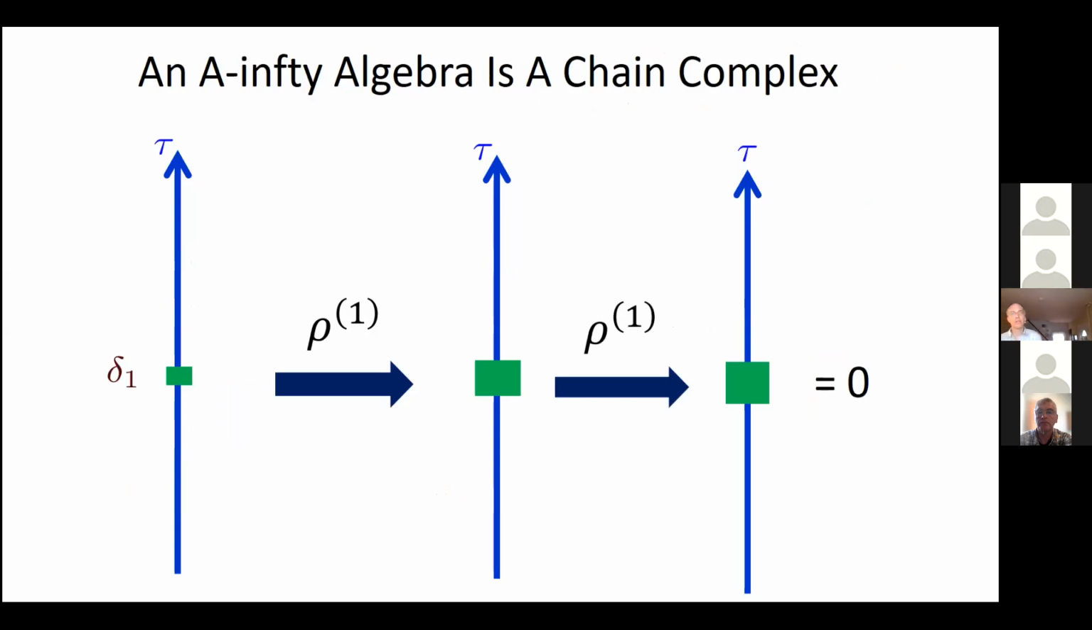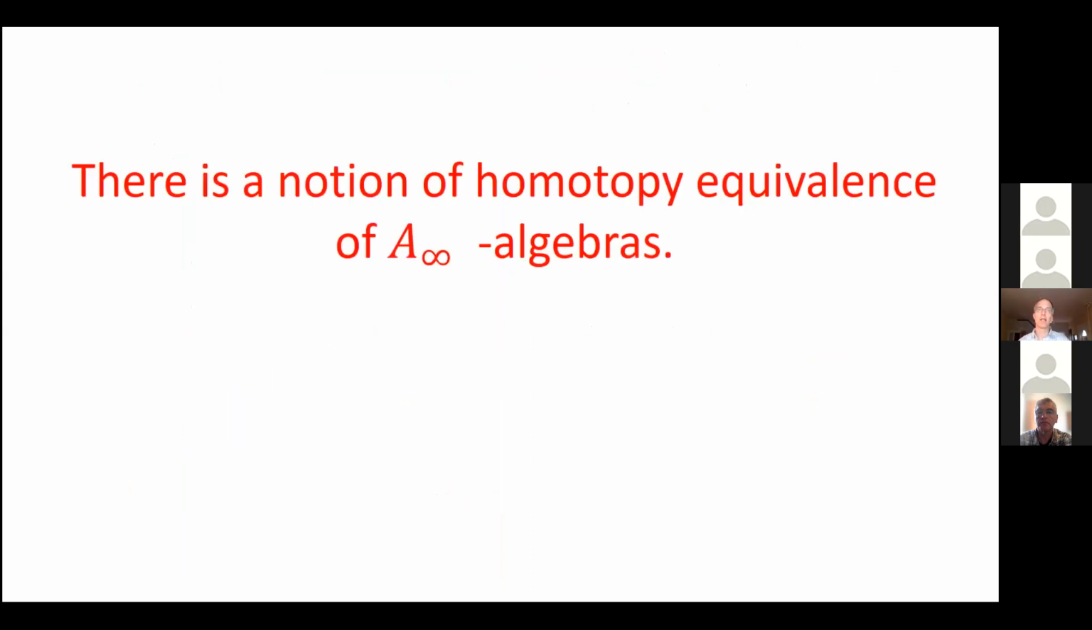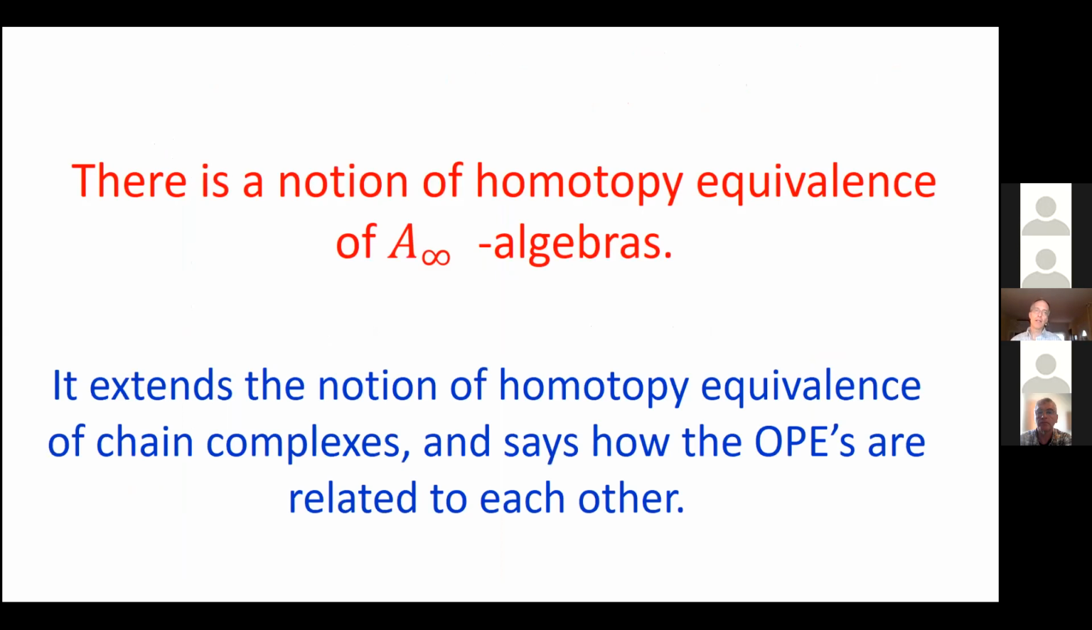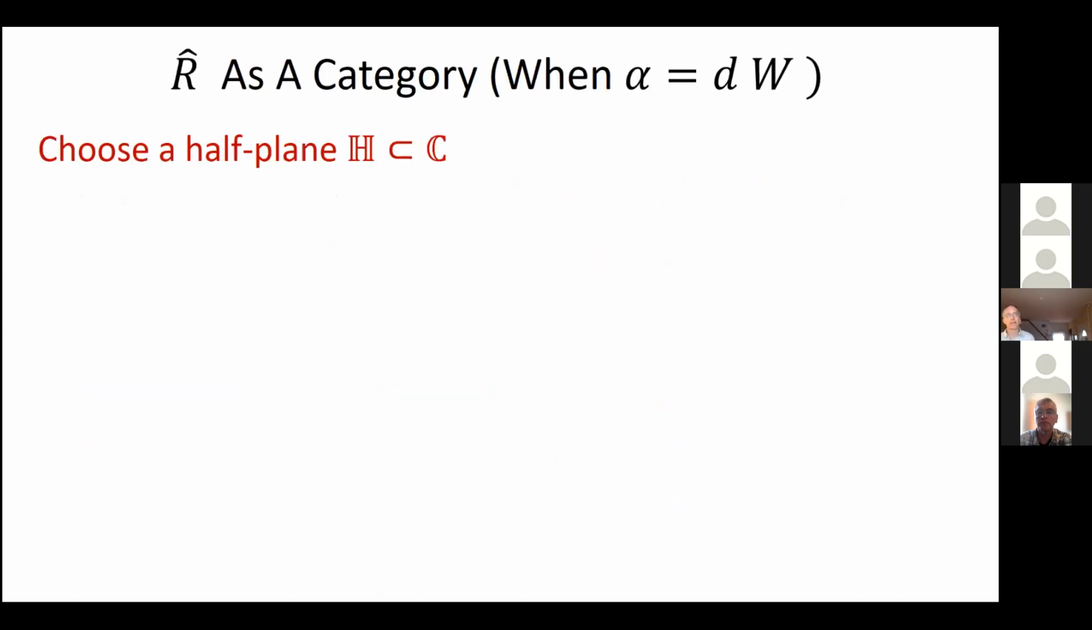The first of the A-infinity relations just says that rho 1 squared is 0. As I said, rho 1 is the differential on the chain complex. So there's a notion of homotopy equivalence of chain complexes, which I reviewed before, and there's an analogous notion of homotopy equivalence of A-infinity algebras, which I will not review for lack of time. But the important thing is that it extends the notion of homotopy equivalence of chain complexes and says how the OPEs are related to each other.